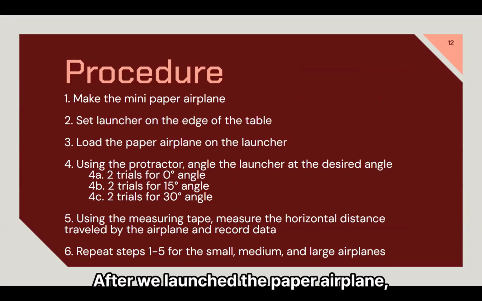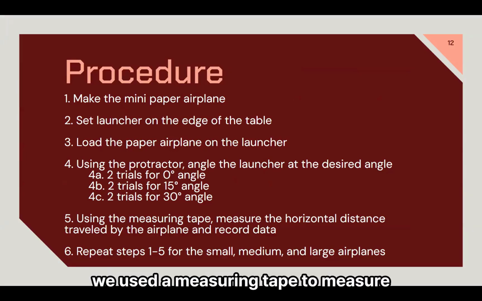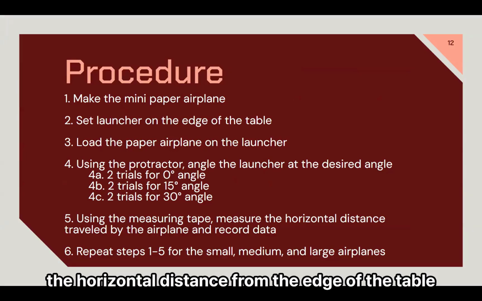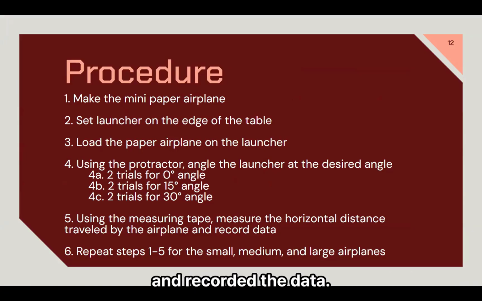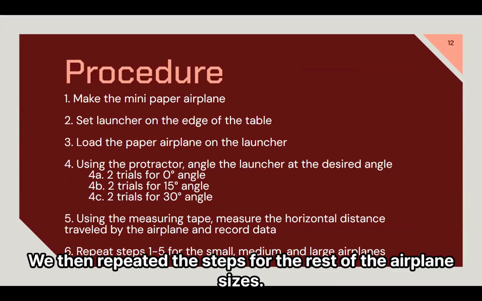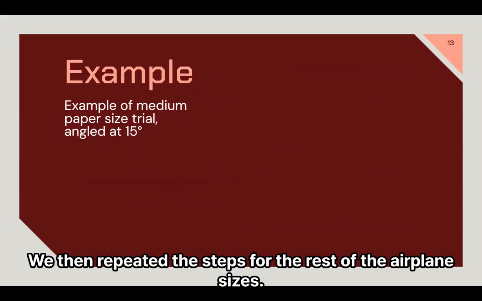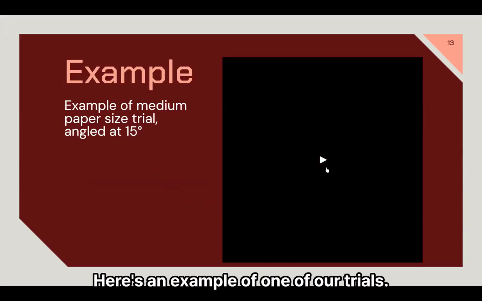After we launched the paper airplane, we used a measuring tape to measure the horizontal distance from the edge of the table all the way to the farthest point of the paper airplane and recorded the data. We then repeated the steps for the rest of the airplane sizes. Here's an example of one of our trials.